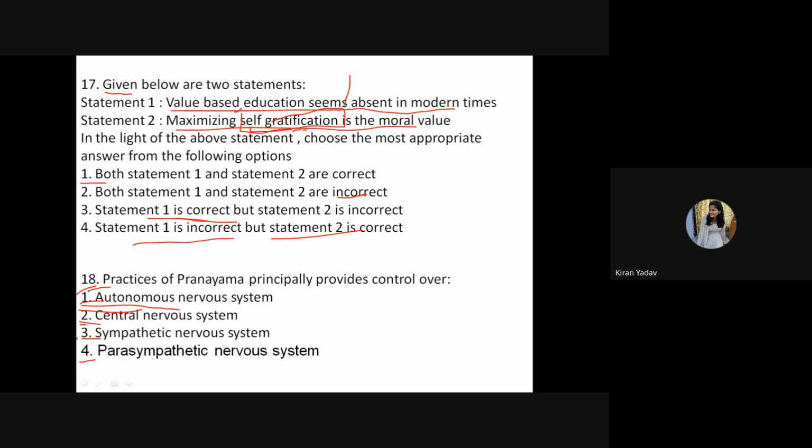Also, if we see some examples of pranayama, when we do bhastrika, then our sympathetic is more activated at that time. Yes, ma'am. And when we do relaxing pranayamas like nadi shodhan or brahmari, then parasympathetic is activated. So both are activated. It brings control over the whole autonomous nervous system. Also, ma'am, they work hand in hand, sympathetic and parasympathetic, so we cannot isolate any one particularly. True.